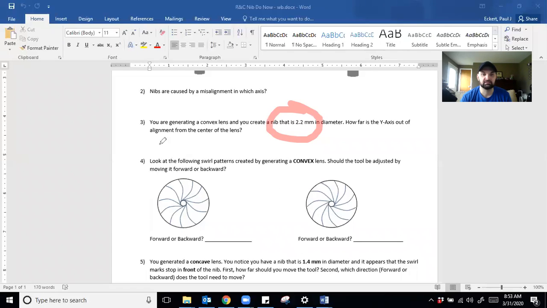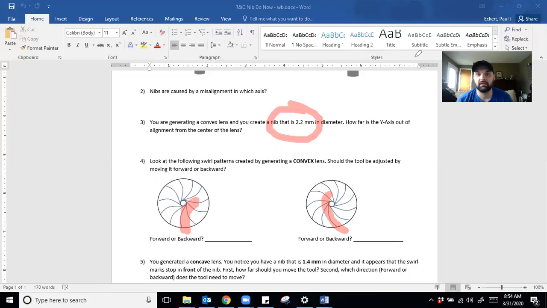If I now scroll down to number 4, it says look at the following swirl patterns created by a convex lens. What do we do with the swirl patterns on a convex? There are two ways. If you trace the swirls and they go in front of the nib, like this one goes in front, that means, let's say my hand right here is the lens, here's the tool, if my swirls are in front, I need to bring my tool forward to get in the center of my lens, right? Now, if the swirls wrap around the nib, like this one, that tells me that my tool is too far forward and I need to move it back to cut that nib in half, right?